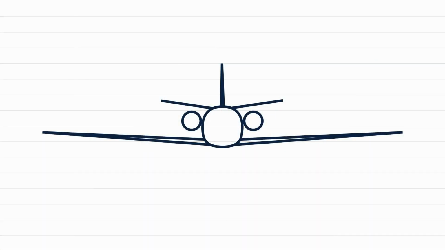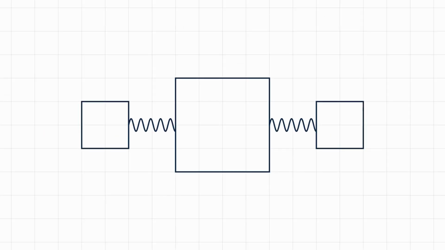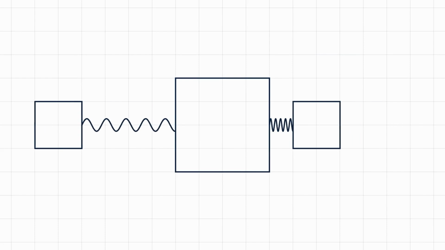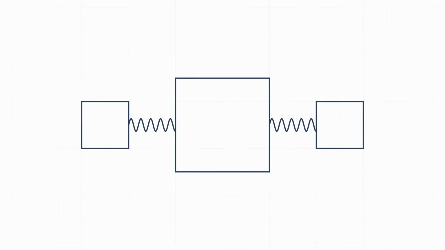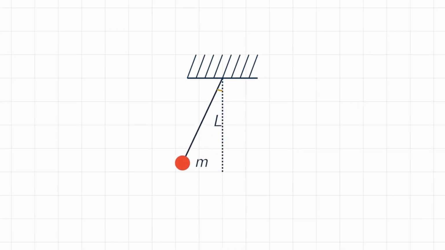Previously, we modeled oscillations as mass spring systems, where components of the plane, like the wing and the fuselage, were replaced by masses and connected by springs. Or we used the pendulum model. In this video, we will use a different technique.